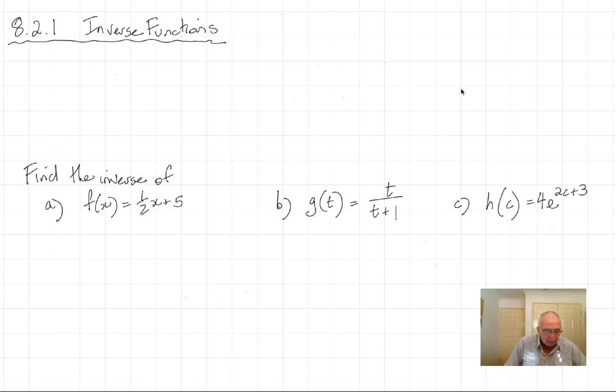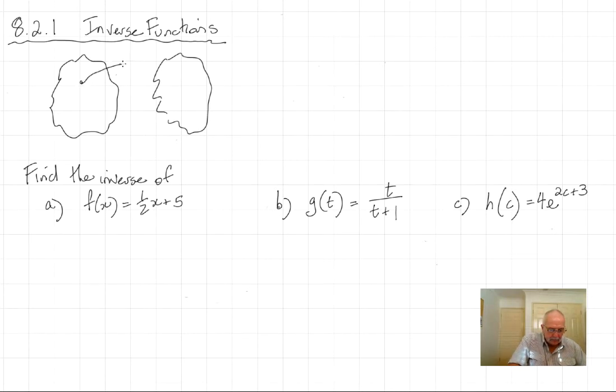One of the things we need to be able to do is to find the inverse of different functions. Now let's just review what a function is. A function, as I've said previously, is like a mapping. So we pick up values of x, and we map them to new values. Okay, so this is f of x.